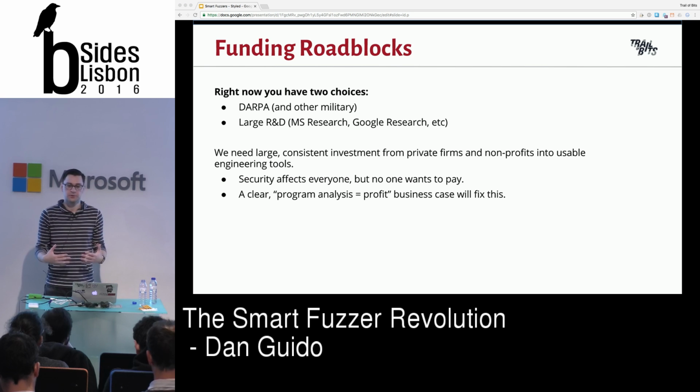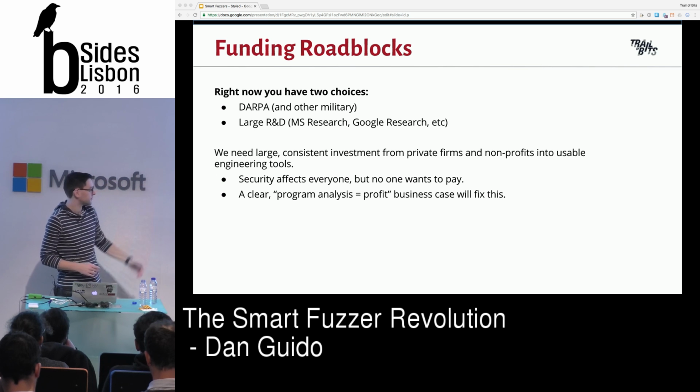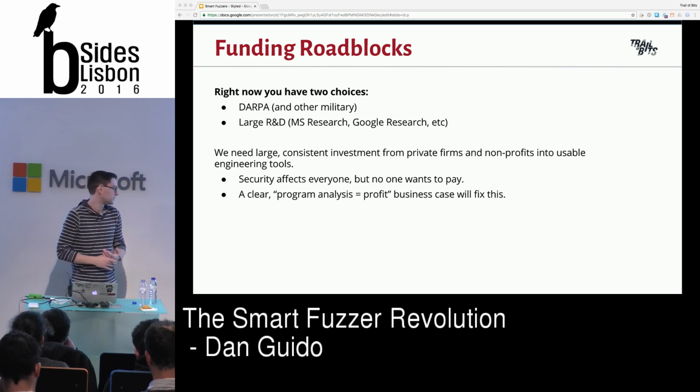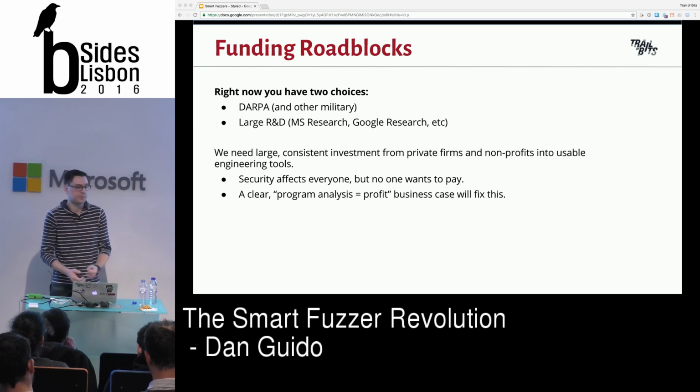So what are you to do if you're a company like mine, or a company that has similar ambitions to advance the state of the art in smart fuzzing and automated bug finding? How do you get paid for that? If customers are untrusting of the technology and the only two people you can get money from are these two. So we need to shift this. There needs to be more investment from private firms and from nonprofits especially to understand that security affects everyone. Somebody has to pay. Somebody needs to help us move the ball forward.